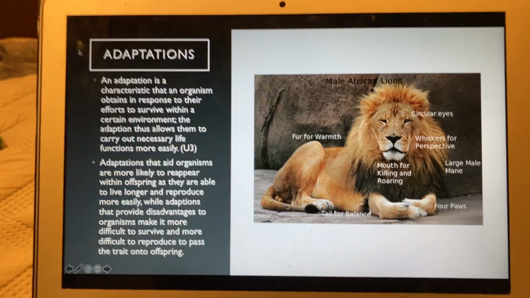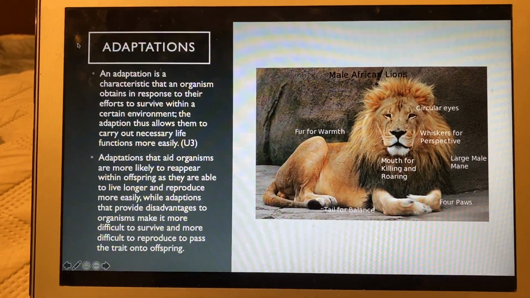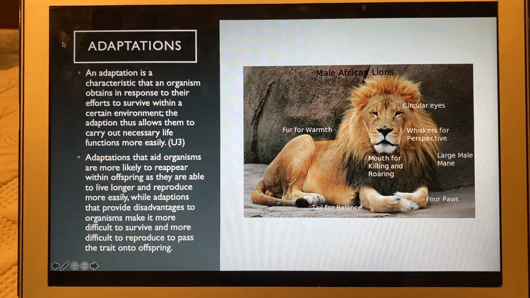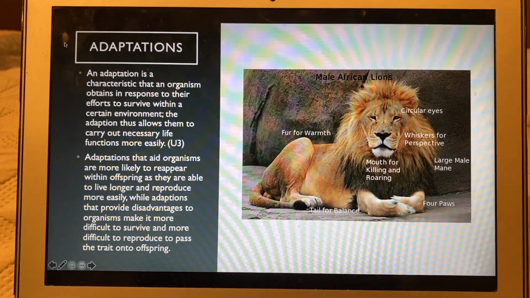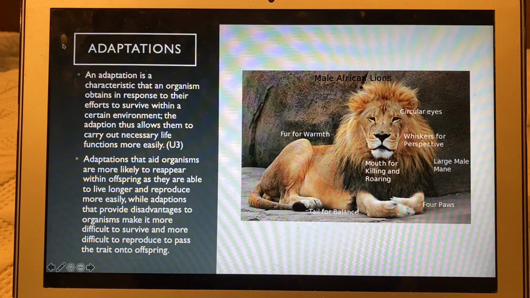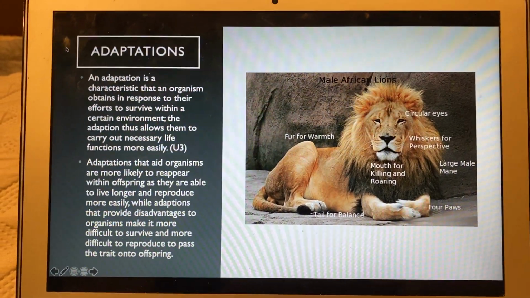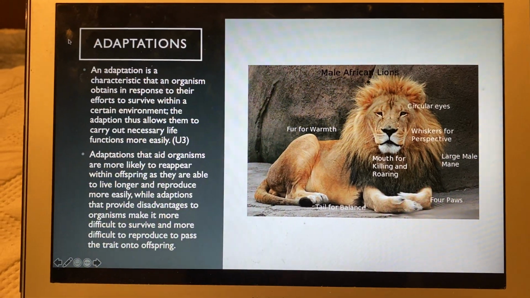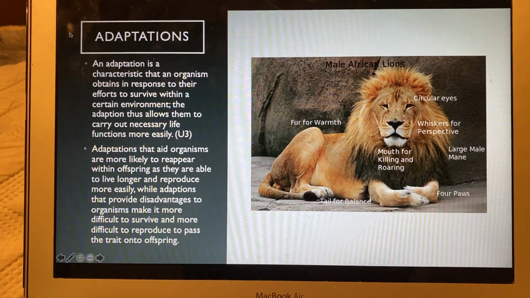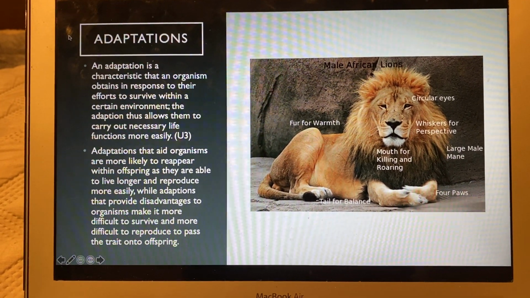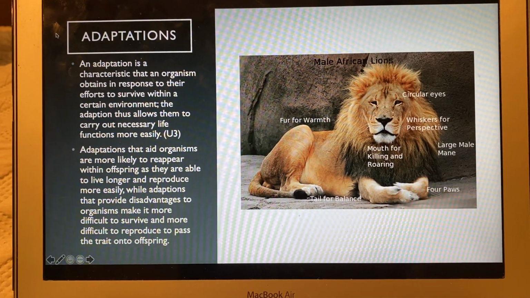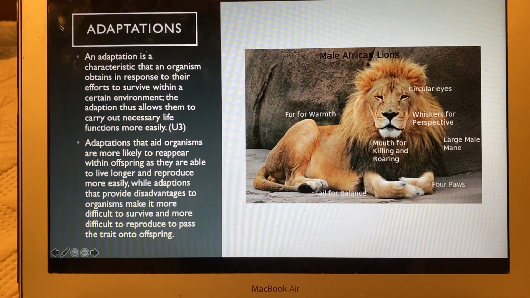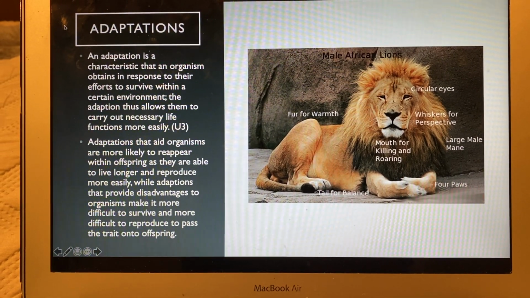Now, how does variation relate to adaptation? Well, an adaptation is a characteristic that an organism attains in response to their efforts to survive within a certain environment. The adaptation thus allows them to carry out necessary life functions more easily. Adaptations that aid organisms are more likely to reappear within offspring as they are able to live longer and reproduce more easily, while adaptations that provide disadvantages to organisms make it more difficult to survive and more difficult to reproduce to pass the trait on to offspring.